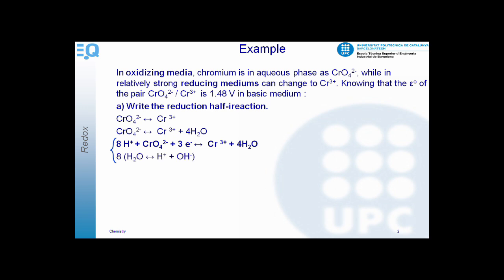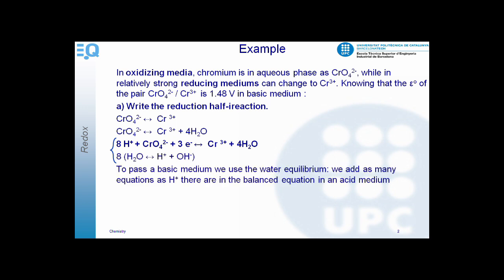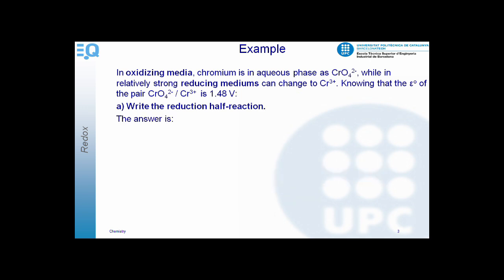To switch to basic medium, we use the water equilibrium. We add as many equations as hydrogens there are in the acid medium equation. Here, the goal is to get rid of the hydrogens, having hydroxides instead. The equalized reaction in basic medium is the one you can see in the slide.